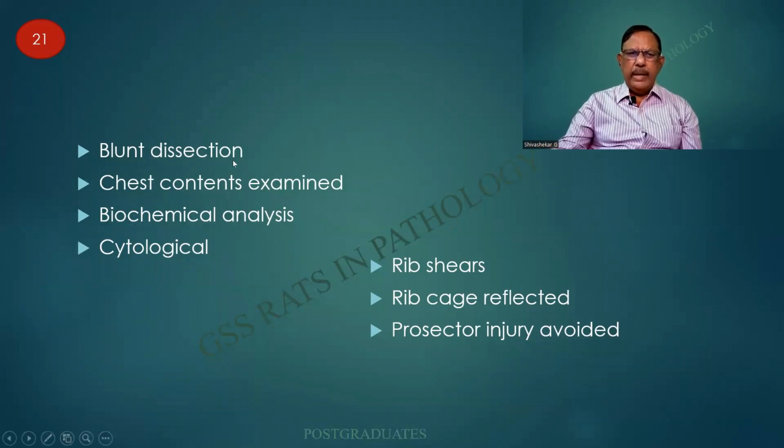After that, there is a blunt dissection. Blunt dissection is literally teasing. What you do is reflect the skin and the subcutaneous tissue without cutting through the skin, and without damaging the intercostal muscles.